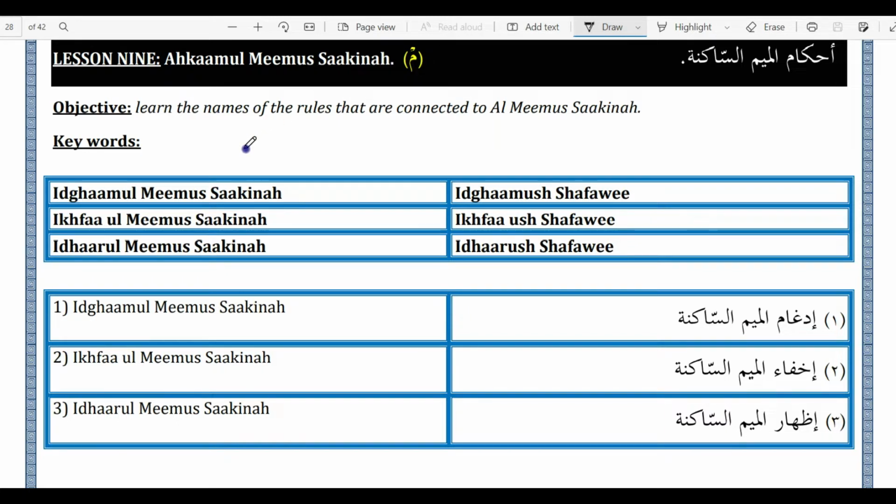In connection to Ahkamul Meemus Sakina, there are three rules. The first one is Idghamul Meemus Sakina or Idghamul Shafawi. The second one is Ikhfa'ul Meemus Sakina or Ikhfa'ul Shafawi. And the last one is Idharul Meemus Sakina or Idharul Shafawi.